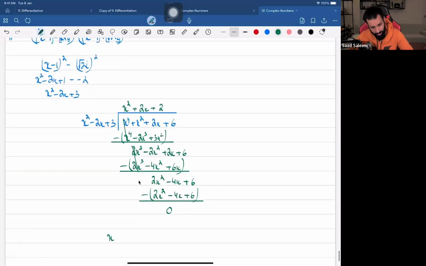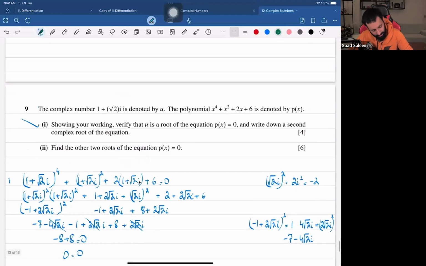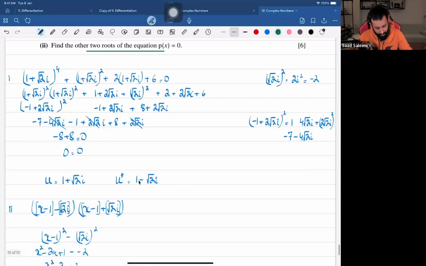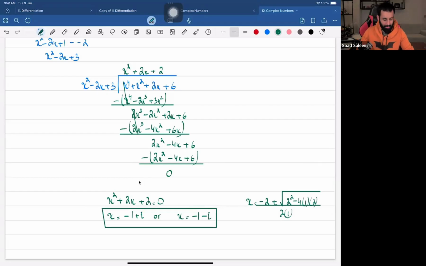So all we have to do now is factorize this: x square plus 2x equals 0. When we factorize this, we will get the remaining two roots, and they will also be complex. Actually, the question doesn't say whether it's complex or not, but we get complex roots. So that's going to be x equals minus 1 plus iota, or x equals minus 1 minus iota. I've skipped a step here. How do we do this? We do this by using the quadratic formula, which is minus 2 plus minus square root of b square, so 2 squared minus 4 into 1 into 2, divided by 2a. Simplify this, and this is what you will get. And there you go, that's the answer.